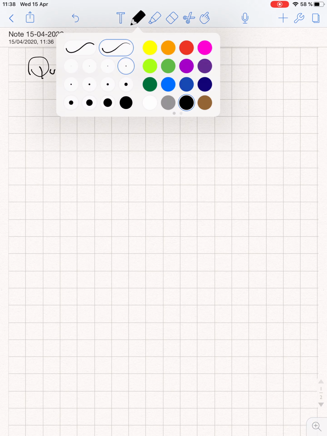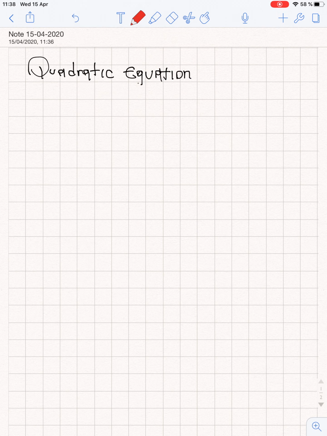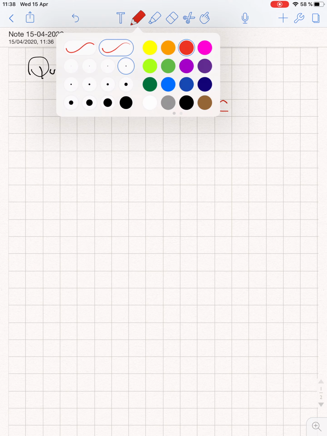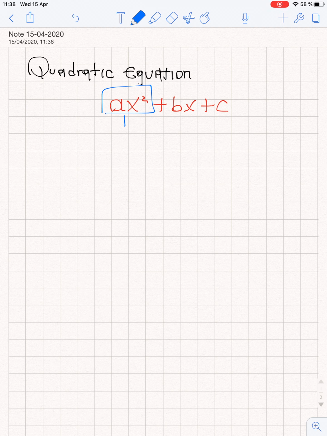First, a quadratic equation is an expression which is ax squared plus bx plus c. It is called quadratic equation because one of the components contains a square, okay? That is really important. When you see a square in an expression and the square is the highest exponent, that is a quadratic equation, okay?